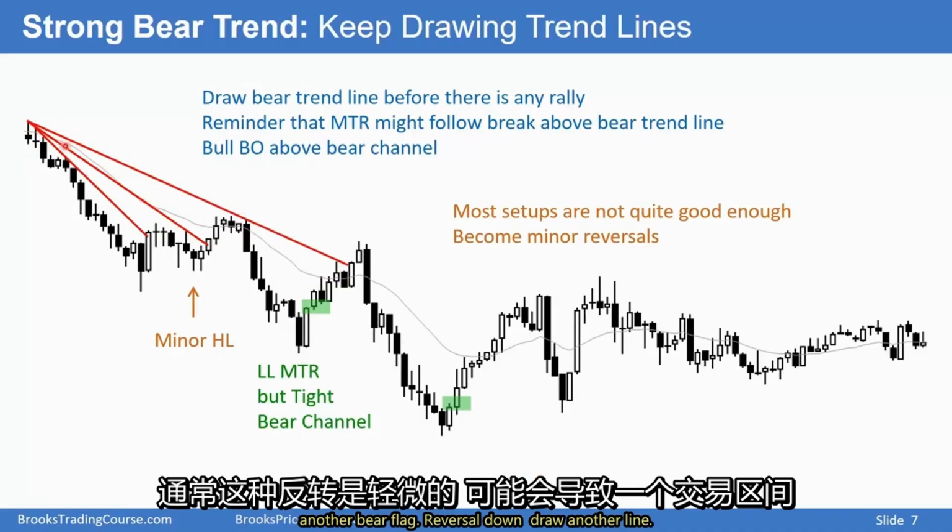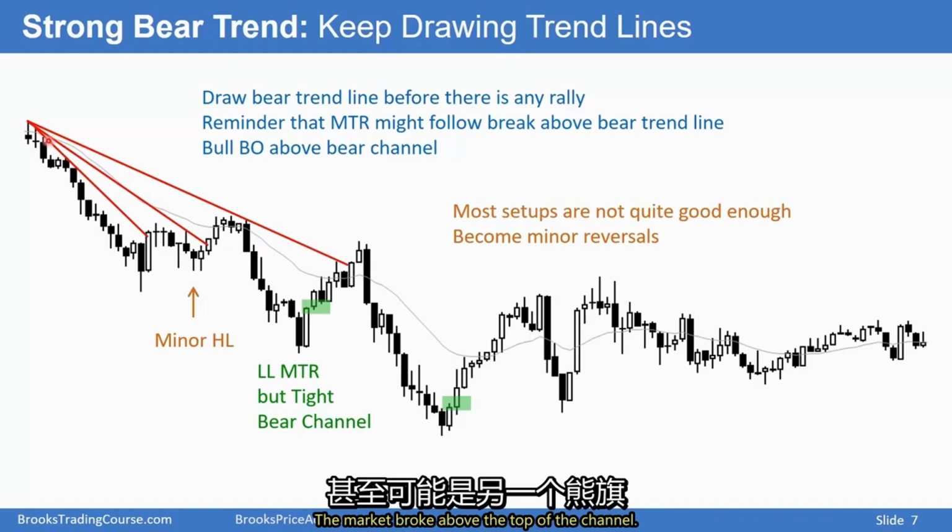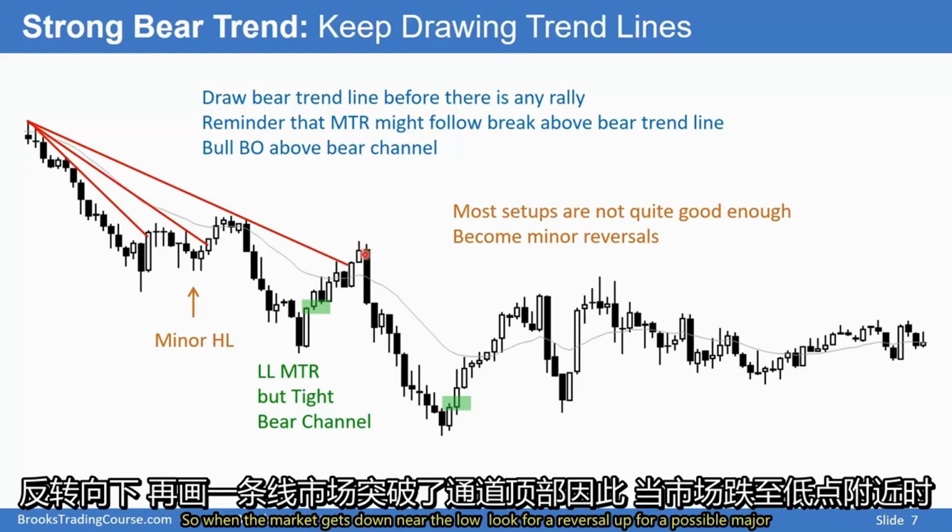Reversal down, draw another line. The market broke above the top of the channel, so when the market gets down near the low, look for a reversal up for a possible major trend reversal.